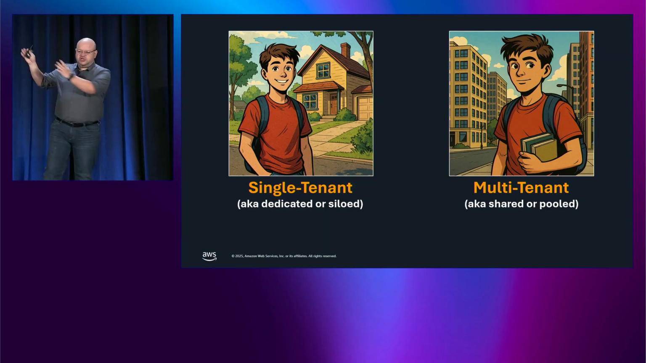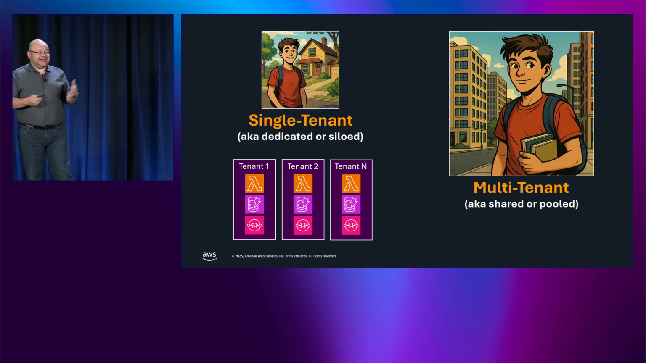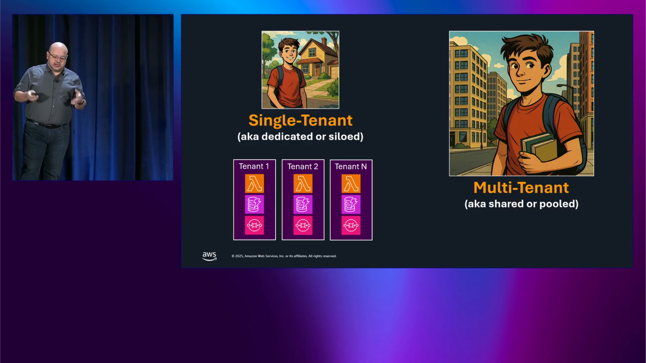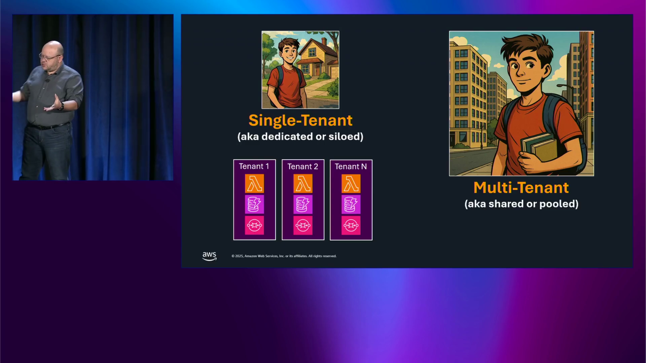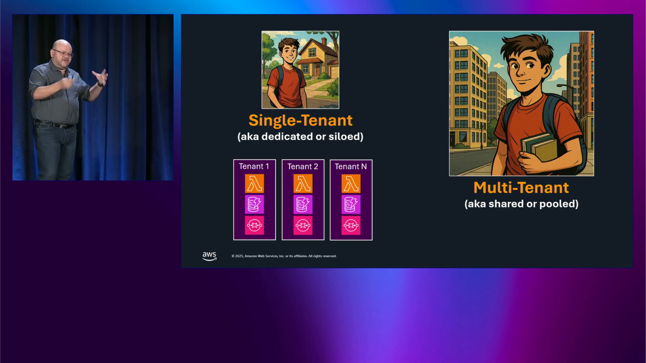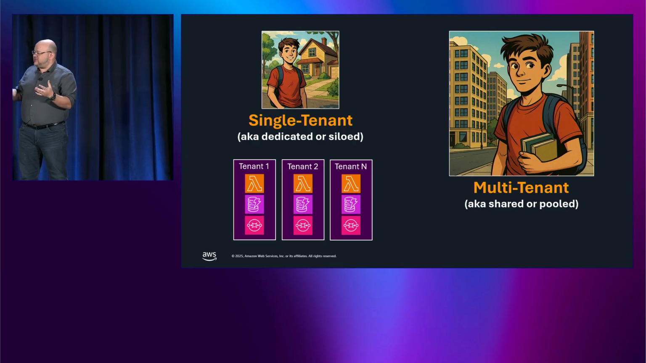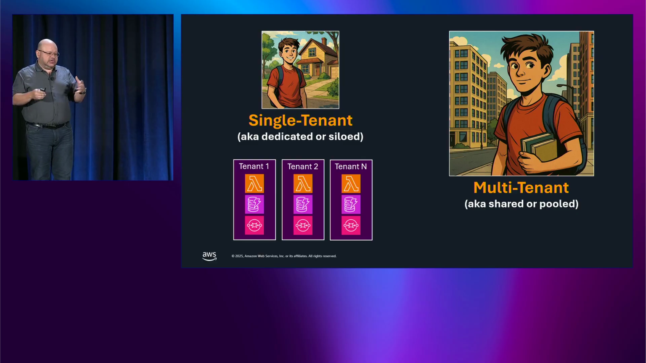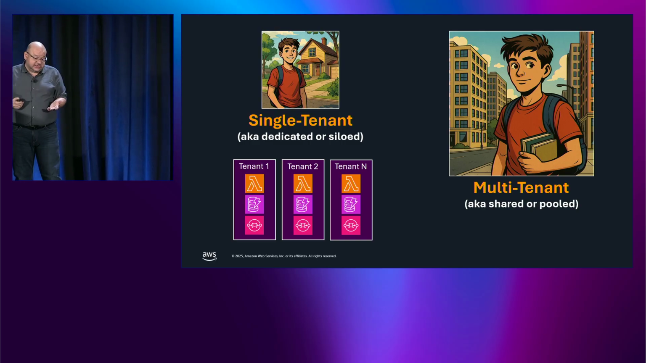Private living, shared living. So in a single tenant environment, also known as dedicated or siloed, every tenant has their own dedicated resources, compute, storage, etc. This model provides the highest degree of isolation for these resources, but it can also get quite expensive at scale. You need to maintain those resources per tenant. The more tenants you have, the more resources you need to maintain.